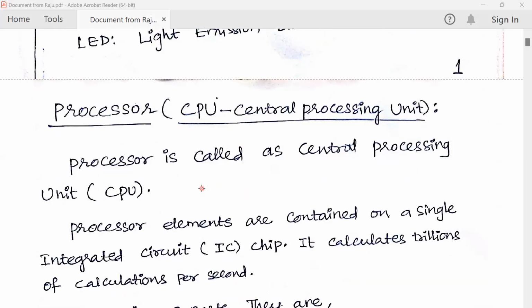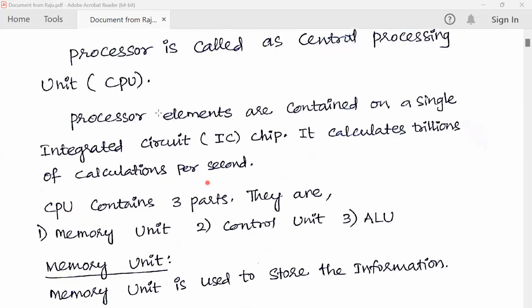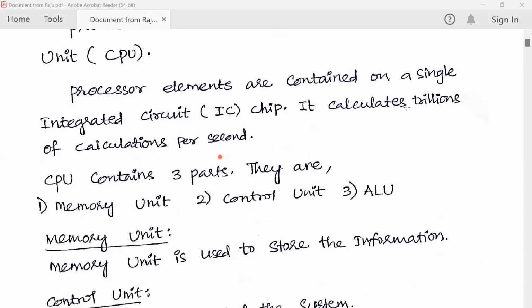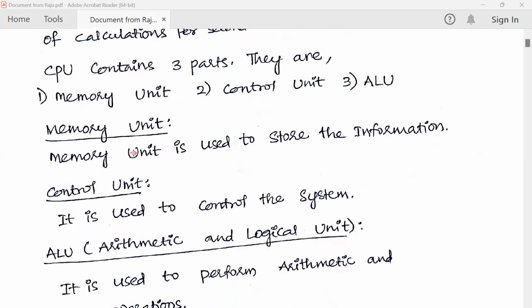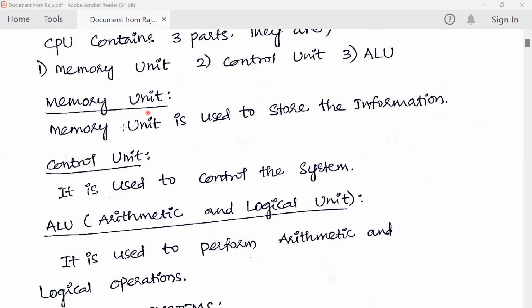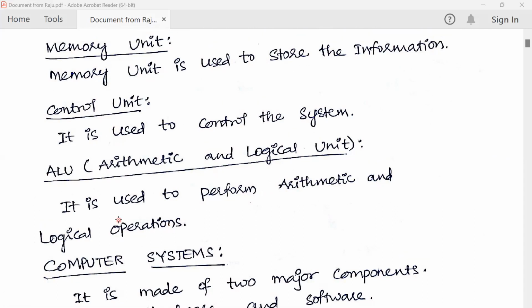Now we'll see what is meant by CPU. The processor is called the central processing unit, and the processor elements are contained on a single integrated circuit chip. It performs trillions of calculations per second. The CPU contains three units: memory unit, control unit, and ALU. The memory unit is used to store information. The control unit is used to control the system. The ALU is used to perform arithmetic and logical operations.